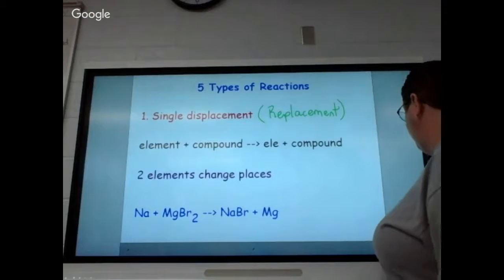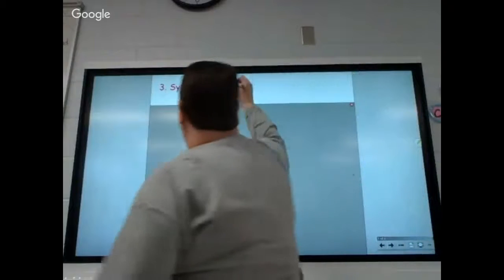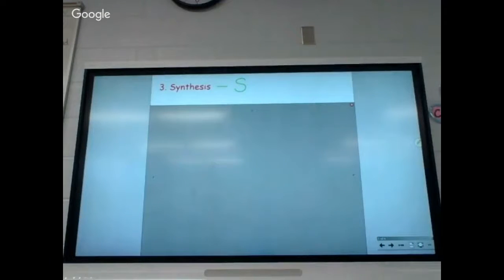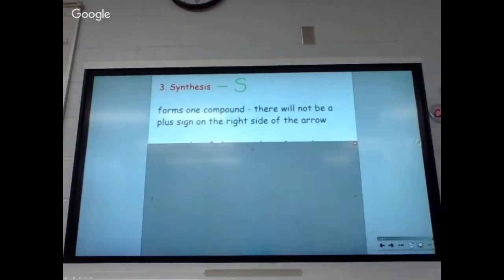Okay. So the third new type is synthesis. If you want to abbreviate, it's just a capital S, which is why I told you last week, if you mistakenly write S for single displacement, will I take it? No, I won't. Okay, S means synthesis. So, synthesis means you form 1 compound.